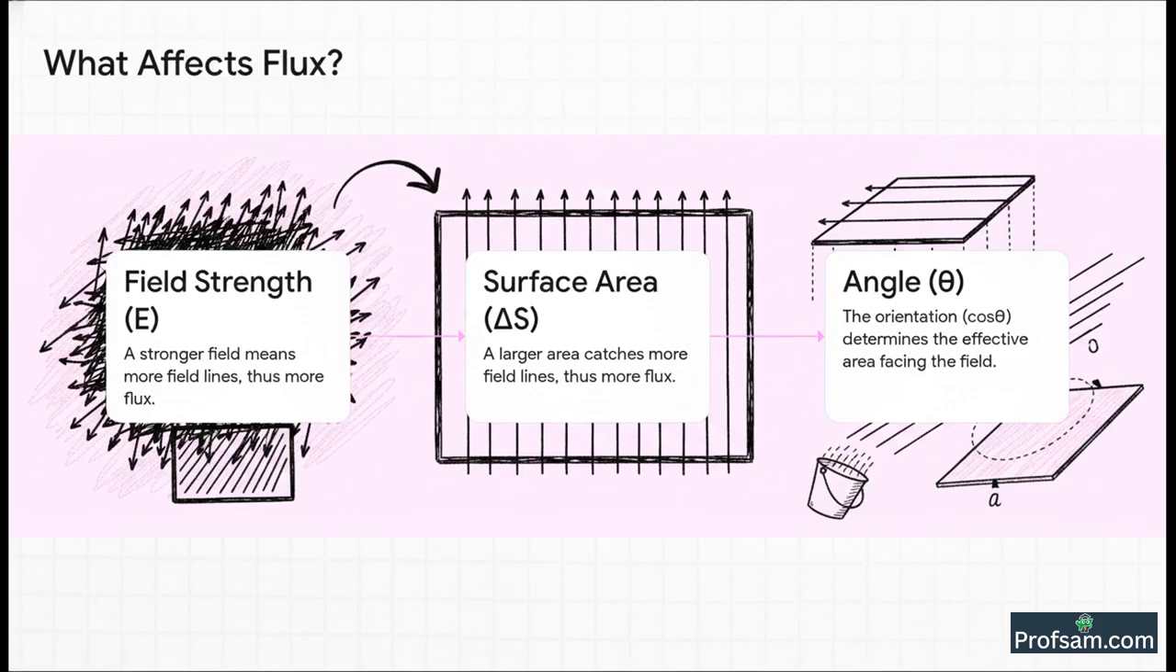Simple. Second, the area, delta S. This is just our bucket example. A bigger bucket opening catches more rain. A larger area will catch more field lines. More S means more flux. And finally, the angle, theta, through cos theta.